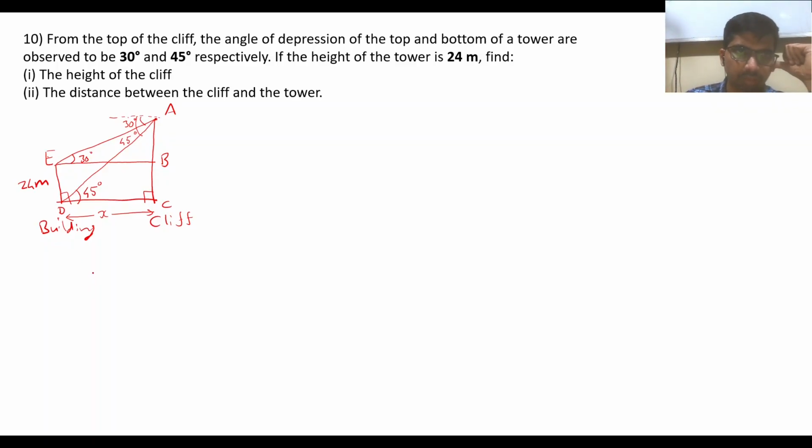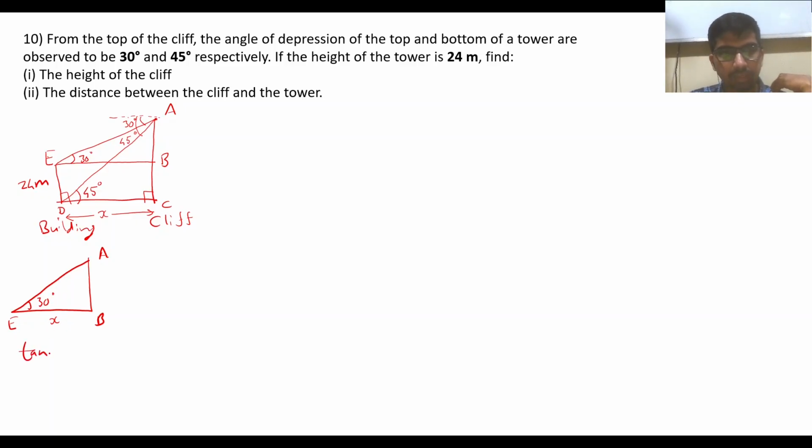We'll take the smaller triangle first. ठीक है. Smaller triangle को लेंगे अपन, ABE. So DC and EB will be x, and we know this is how much? 30 degree, and this is a standard angle question. So tan E opposite AB upon BE. So tan 30.